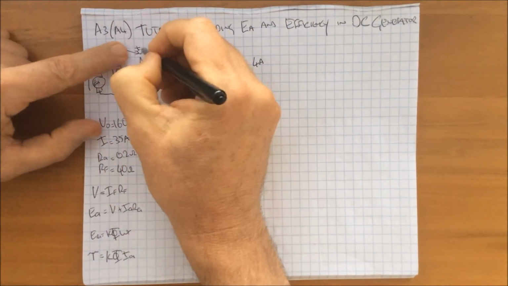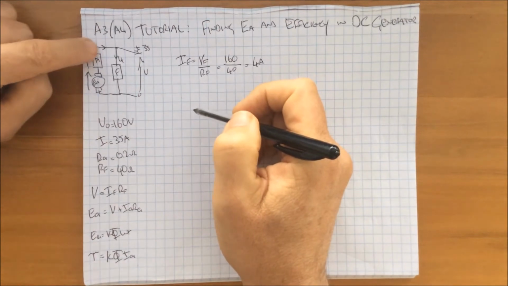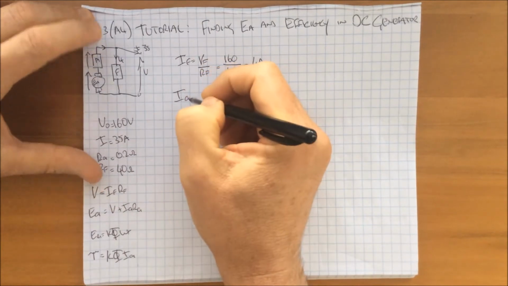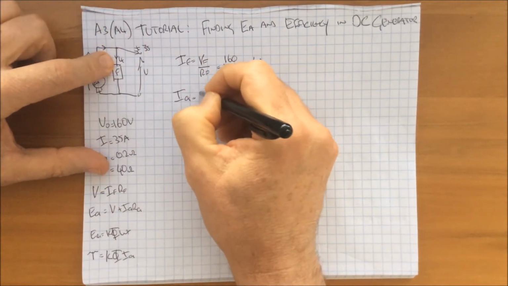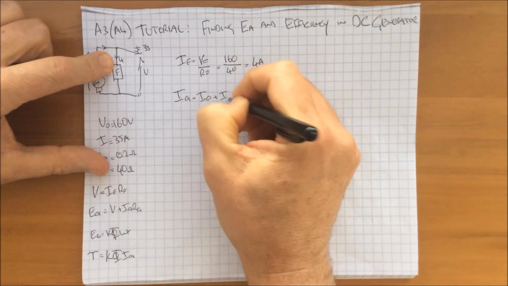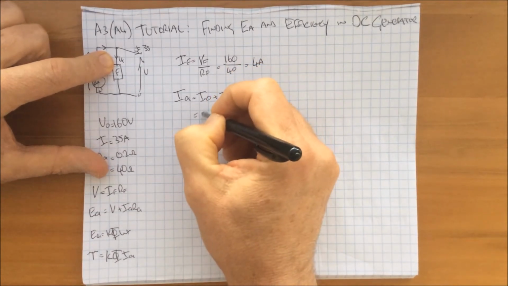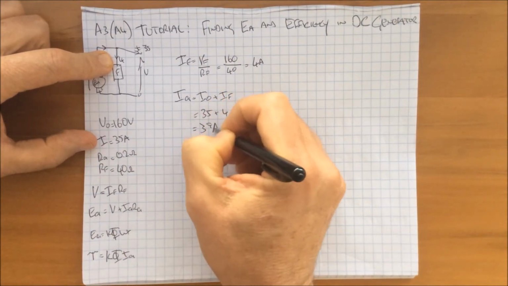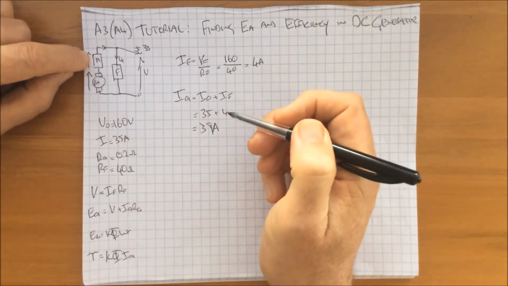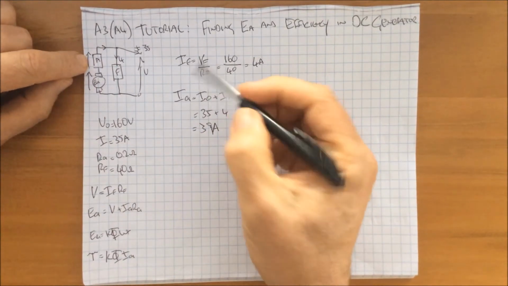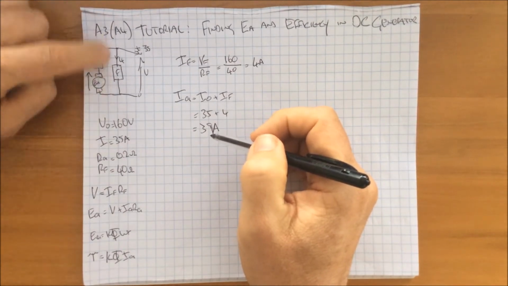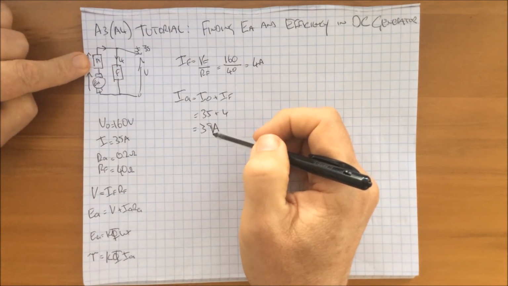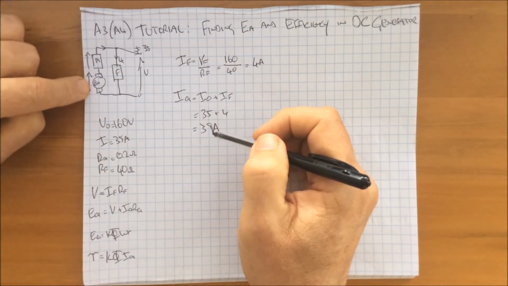We already know that we've got 35 amps flowing out, so the current here has to be the sum of these two. Our armature current will be this current plus this current, which is 35 plus 4, so we have 39 amps here. Now, we know this voltage is 160, we know this current, and we know this resistance, so we can therefore calculate what's going on here.